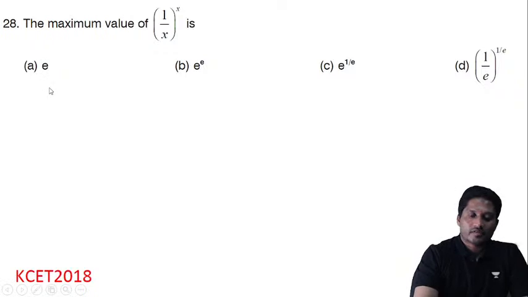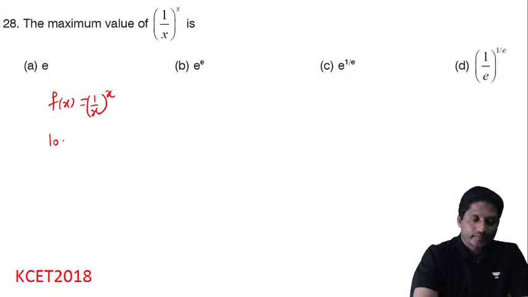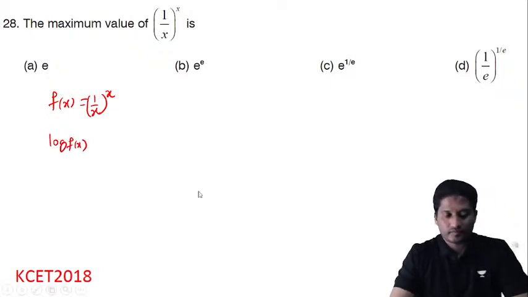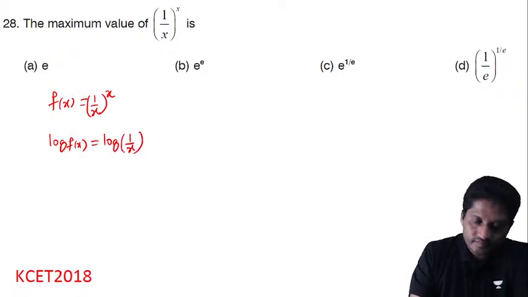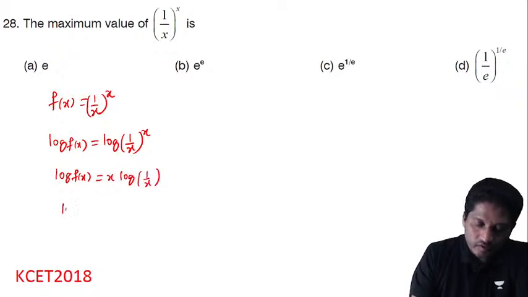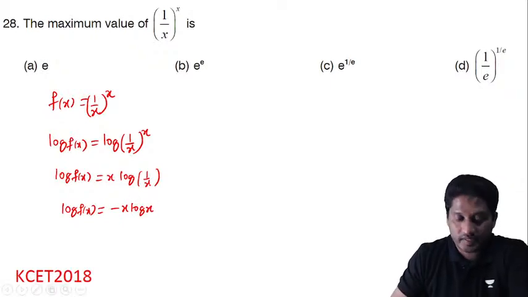Maximum value of f of x is equal to 1 by x whole power x. Since the exponent is a function of x, you can't differentiate directly. Take log on both sides. Log f x is equal to log of 1 by x whole power x. Log m power n is n log m, right? So you get x into log of 1 by x. Now log f x is equal to minus x into log x, since log 1 by x is equal to minus log x.